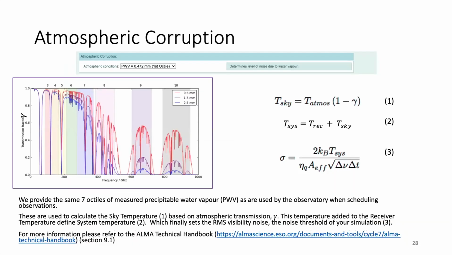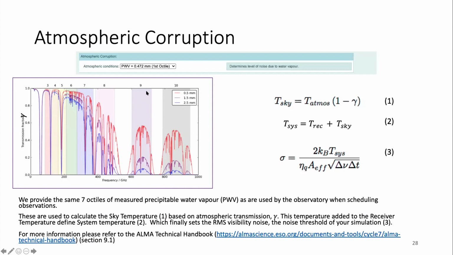Okay, right. A kind of important one here is your atmospheric corruption. So at ALMA, at millimeter wavelengths, your atmosphere is important. We corrupt the noise in your observation. We corrupt your observations based on the atmospheric properties you request. So we do that by taking your observing frequency and one of the 7 octiles measured, 7 octiles of precipitable water vapor, which is used by the observatory itself when scheduling observations. So we take the weather conditions of each of those. So in this plot, you can see 3 of those as good weather in red, sort of relatively good weather in purple, and slightly worse weather in blue.